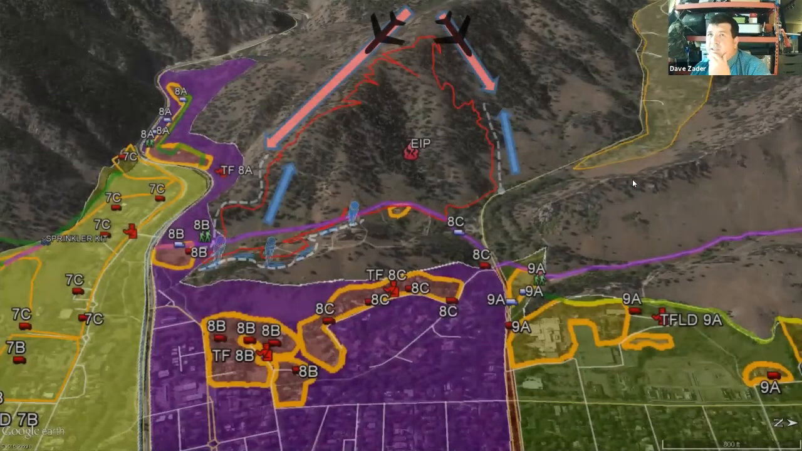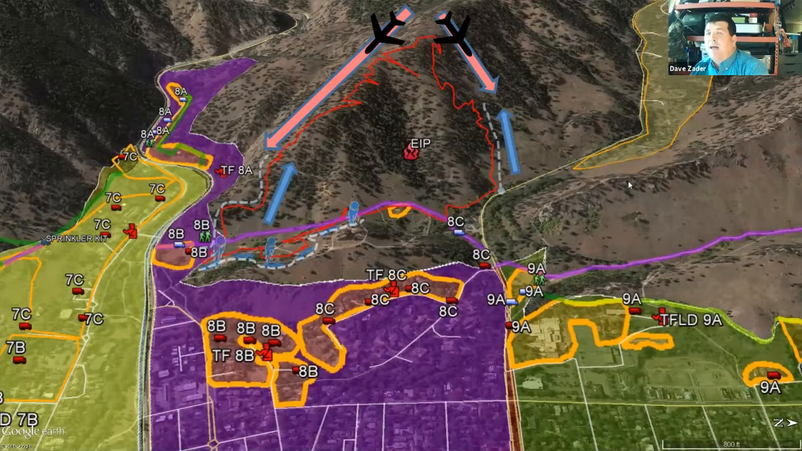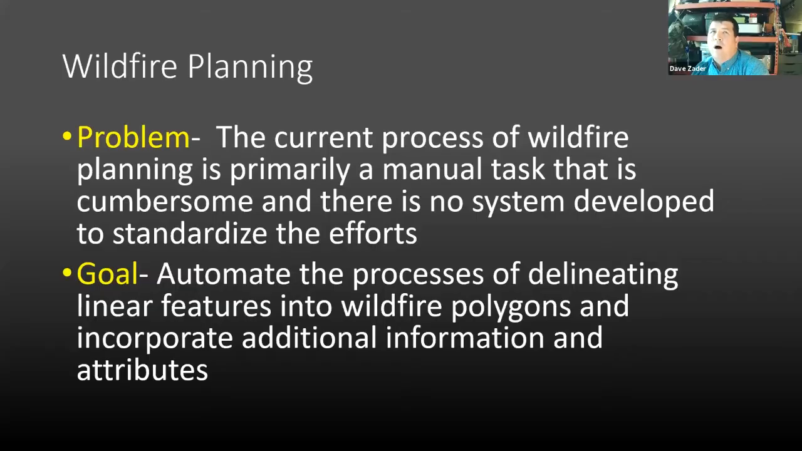So this system that I'm going to describe is something that I built originally as a paper-based product, and it has been used numerous times on wildfire, so it's been tested and it's found to be very functional. And what we're looking to do is figure out a way to automate it.